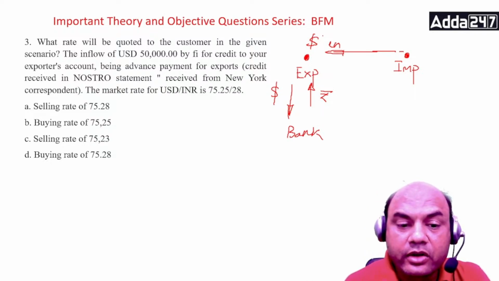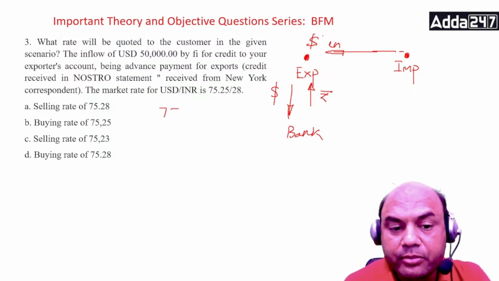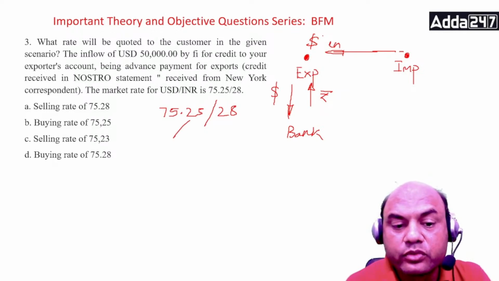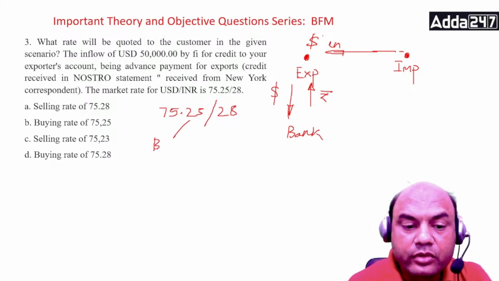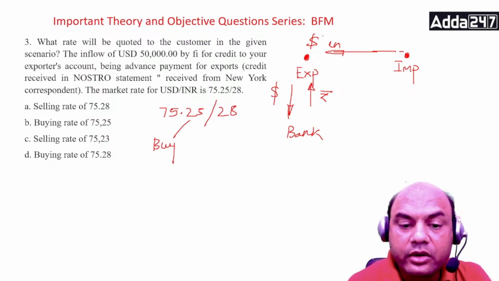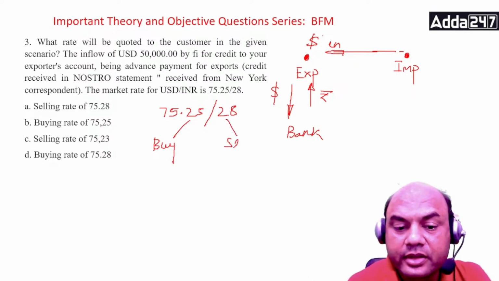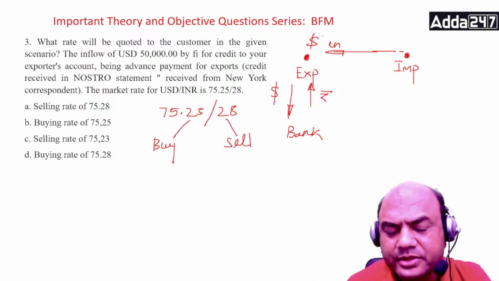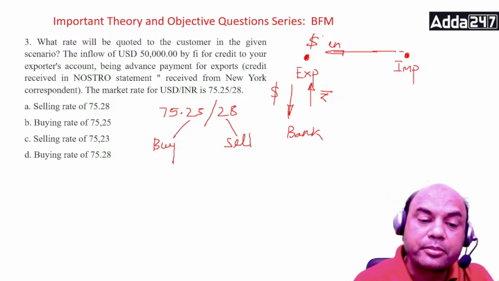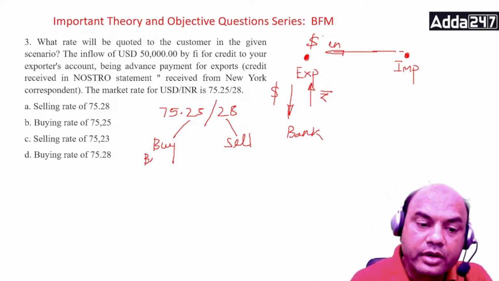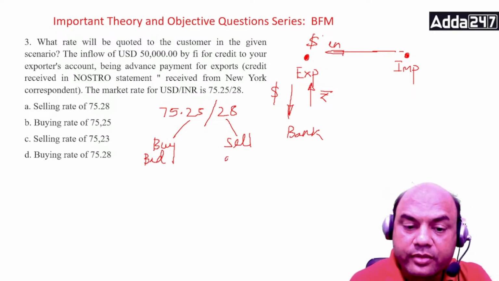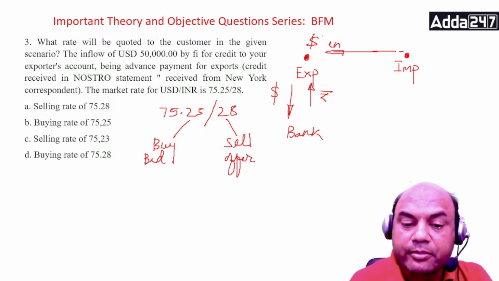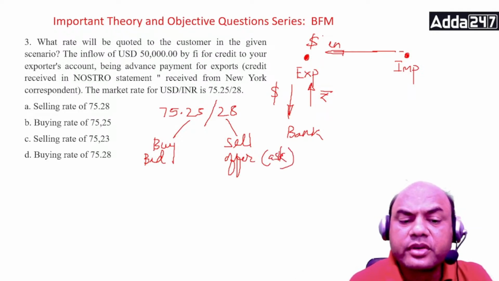Always remember, whenever you have two rates, 75.25 or 28, 25 is known as the buy. Okay, buy. And 28 is known as the sell. Okay, there are various names. This is also called the bid, this is also called the offer, or some banks call it ask, bid ask. So it can be anything.